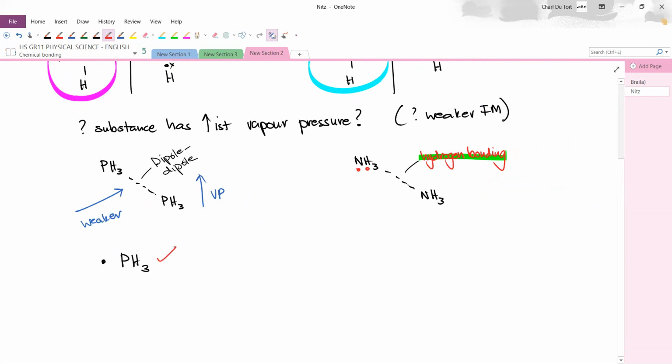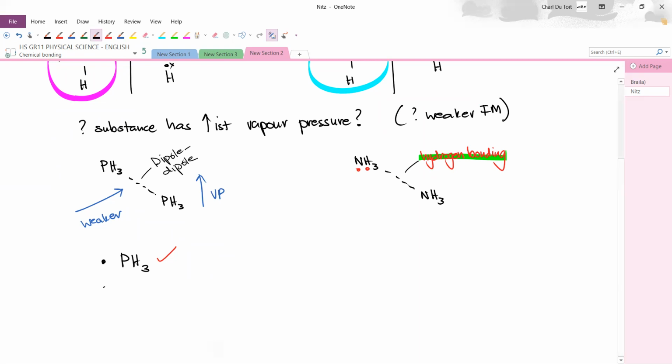It's called phosphorus hydride. Just want to make sure about that word, because there's a specific word they use for that. Phosphine. You don't have to know this word, so let's just ignore it. So phosphine has got higher vapor pressure.